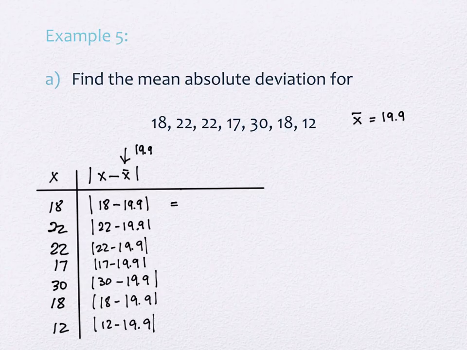I can do 19.9 minus 18, that's fine, and I will get the same thing because I'm taking absolute values. So what's the difference between 19.9 and 18? Well, it's 1.9. How about the difference between 22 and 19.9?